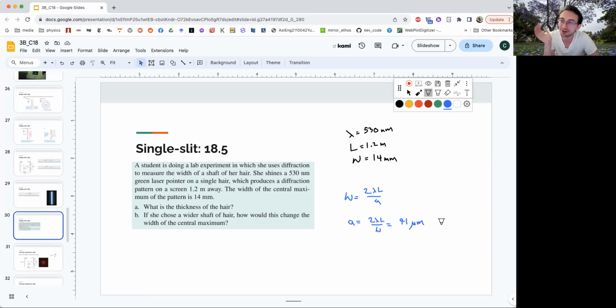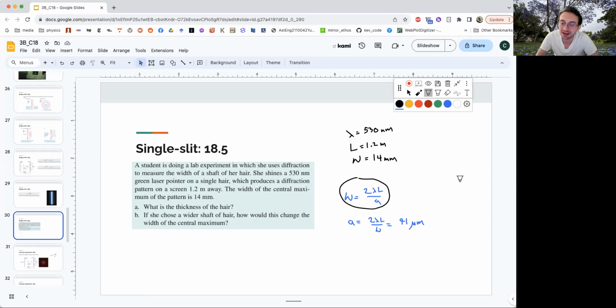So that would be much, much harder to measure than measuring the width of the diffraction central max, which is 14 millimeters. Okay. And then they also ask, if she chose a wider shaft of hair, how would this change the width of the central maximum? So for that, we can look back at this formula, and you can see if the hair were wider, that would actually cause the width to get smaller. This is a very strange feeling.